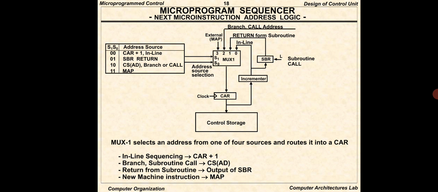Now, based upon these 4 status values, what are the different sequencing we are going to do? If it is 0 0, inline sequencing. If it is 0 1, branch or subroutine call. If it is 1 0, return from the subroutine program. And if it is 1 1, a new micro machine instruction is to be executed. So these are the 4 sources which give different addresses to my CAR.